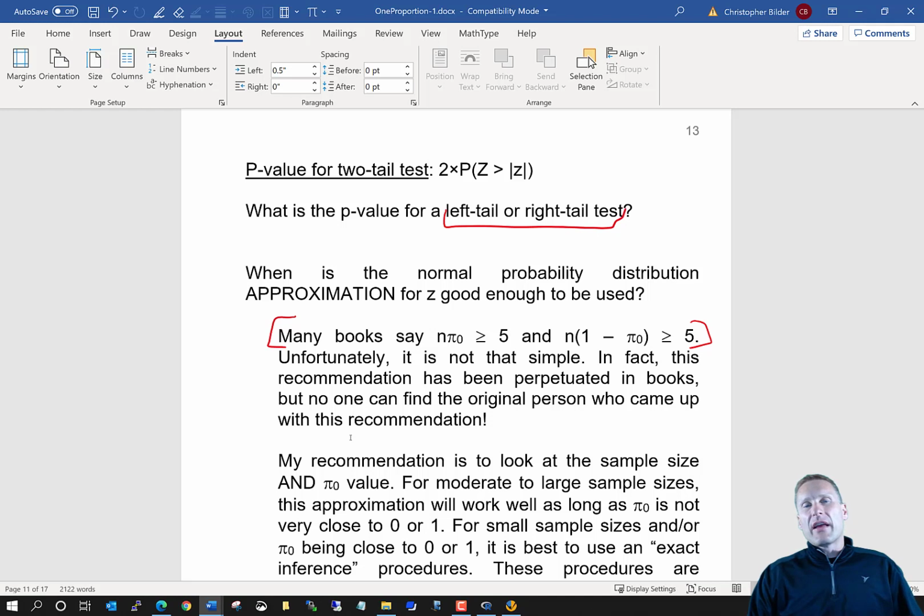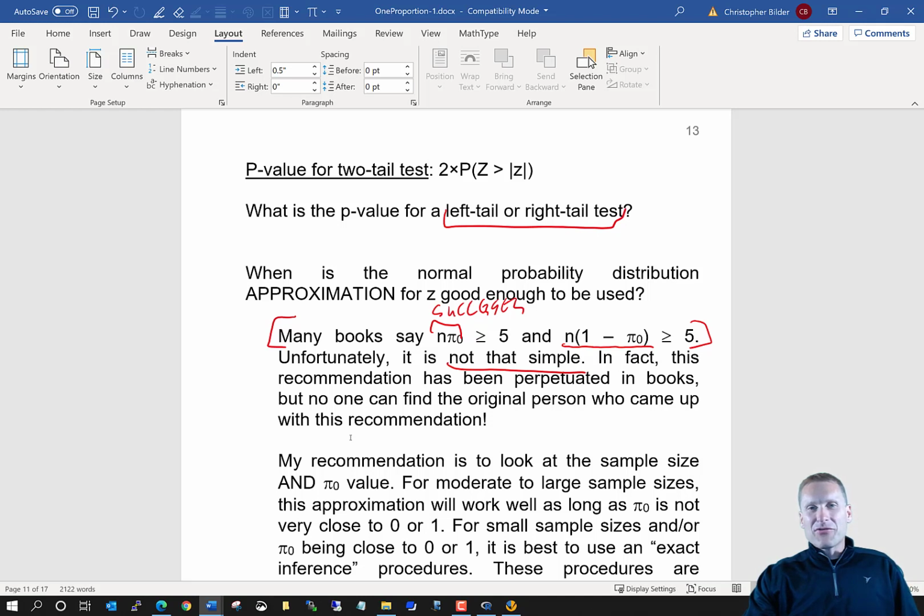trials, if the sample size times the hypothesized value of pi 0 is greater than or equal to 5, in other words, this would be successes, to put it in general terms, what you would expect the number of successes to be if the null hypothesis was true. If that's greater than or equal to 5, and the number of expected failures is also greater than or equal to 5, then this approximation is okay to use. But as I say here, it's not that simple.